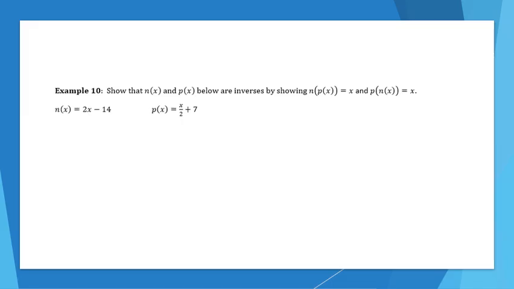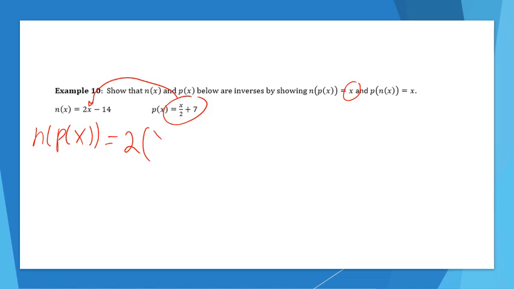Try example 10 on your own, and then I'm about to go over the answer. So show that n and p are inverses by showing n of p of x and p of n of x both equal x as an output. So here, let's find n of p of x, and this is taking this function and plugging it into x there.